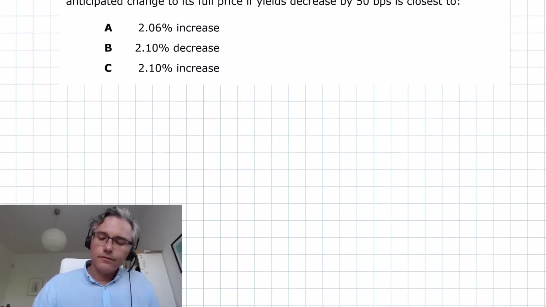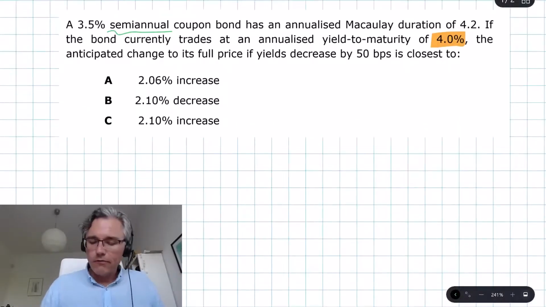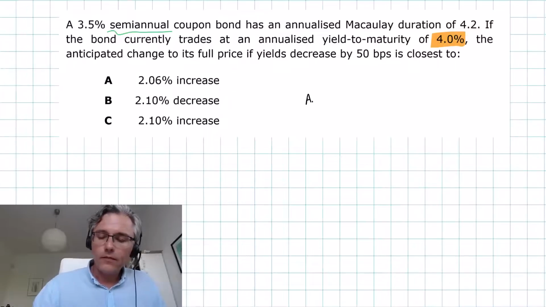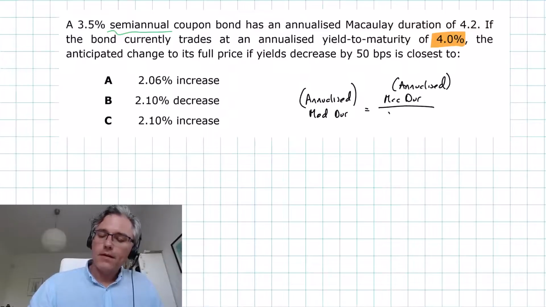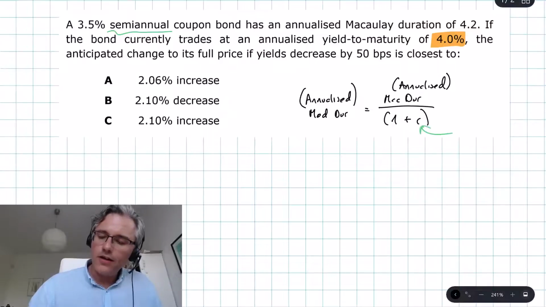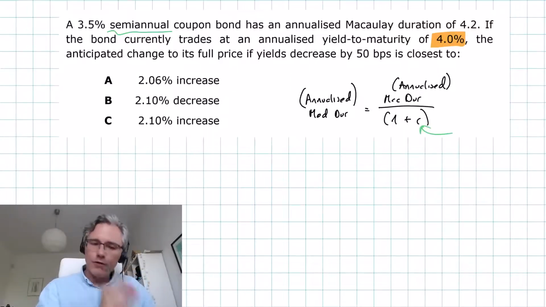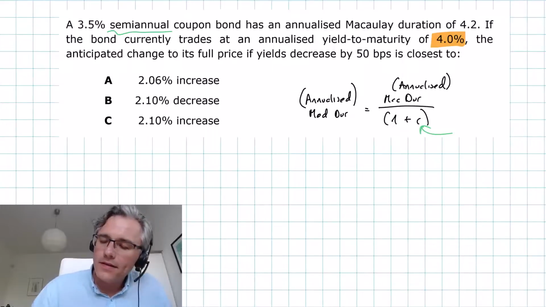Now, let's make use of the relationship that we already know. Annualized modified duration equals, well, whether it's annualized or not doesn't matter, equals Macaulay duration, also annualized, divided by 1 plus R. But I told you before that R has to be scaled down. In the previous video I emphasized it. This is the yield per coupon period.